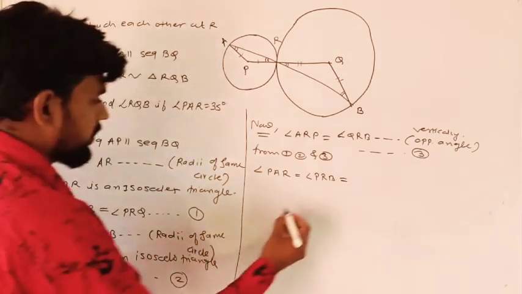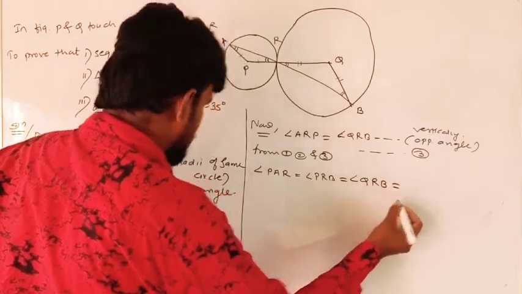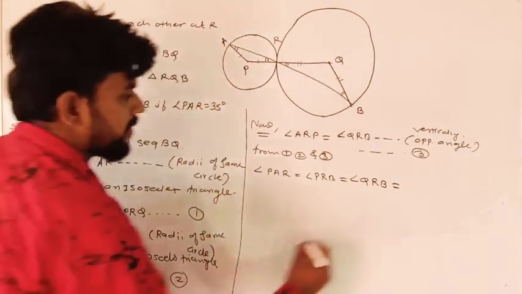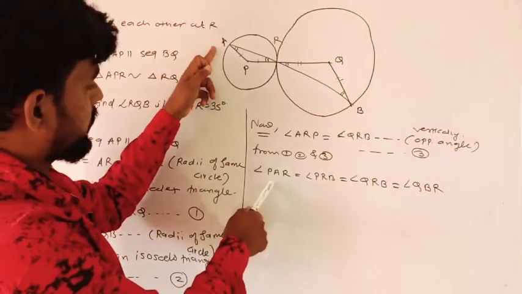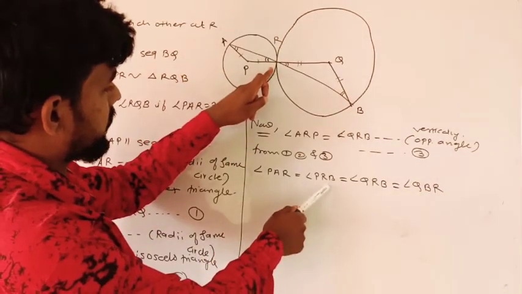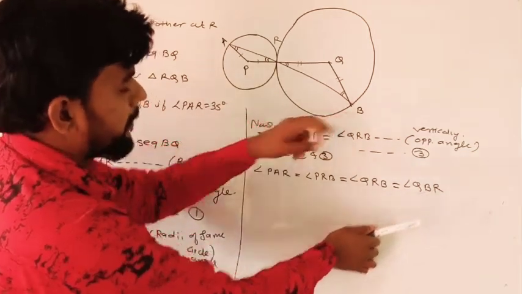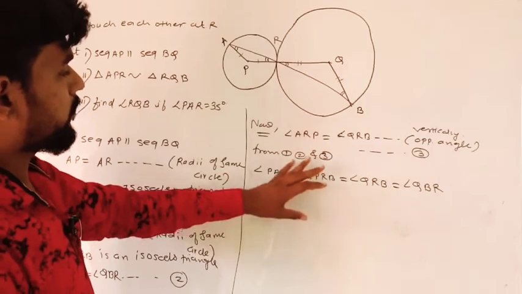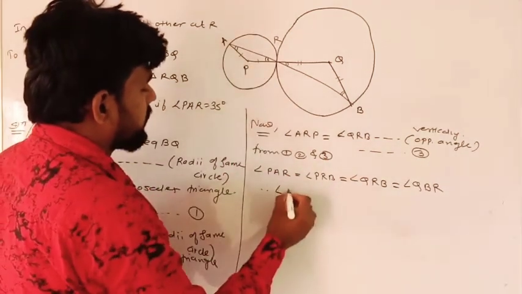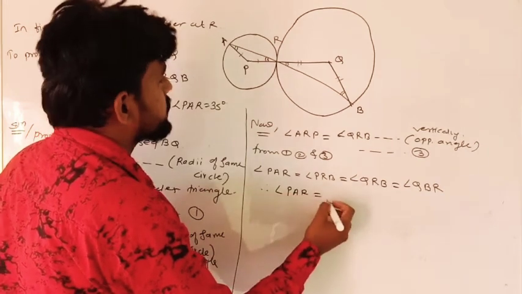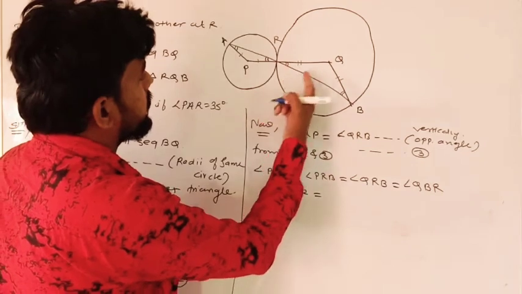So angle QRB is equal to angle QBR. Angle A is equal to angle R is equal to angle B. We have to write here from equations 1, 2 and 3. Therefore angle PAR is equal to angle RBQ.